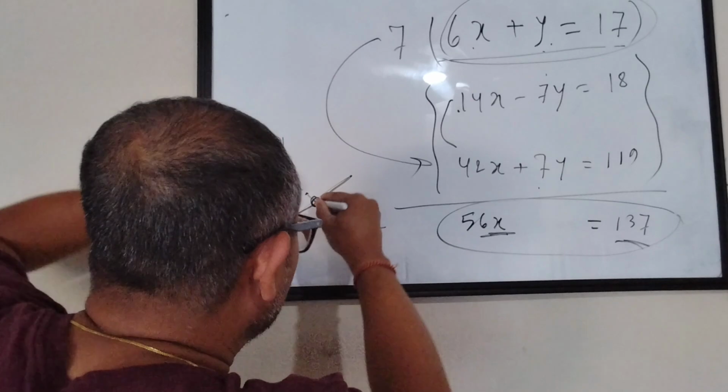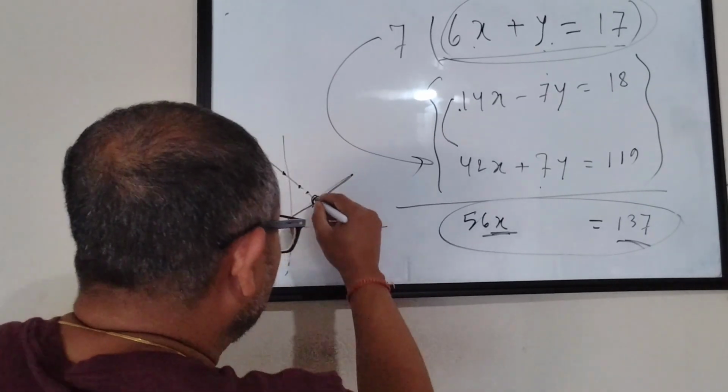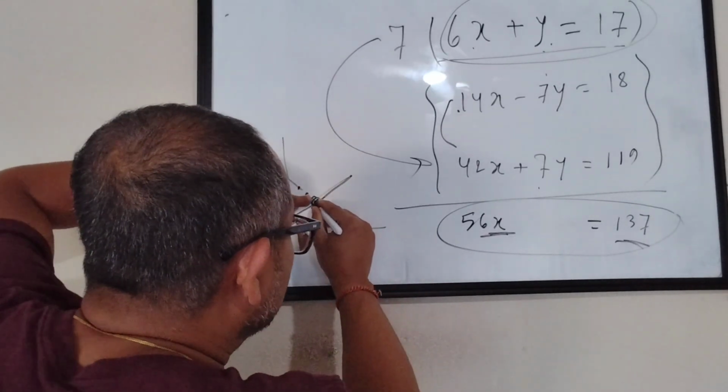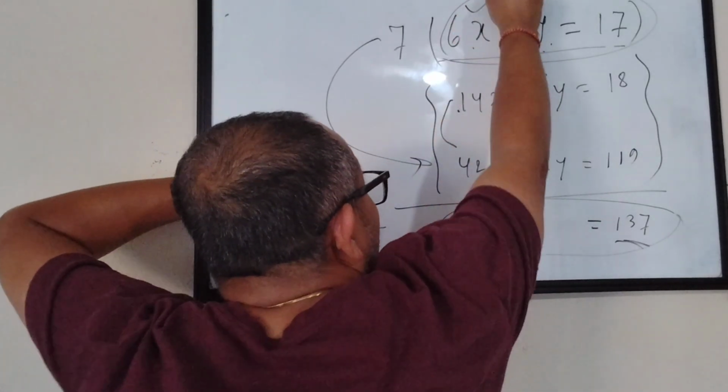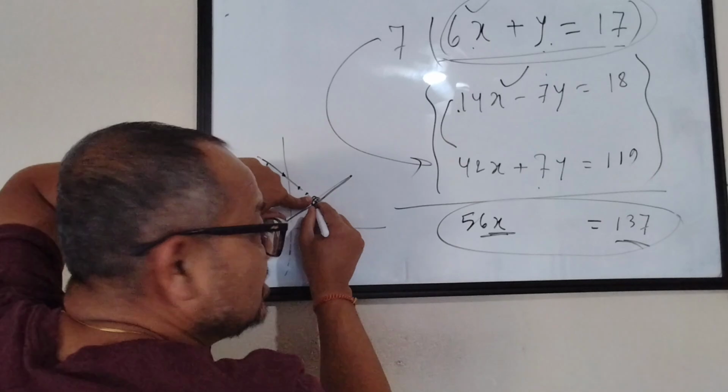This point is lying on this line as well as this line, meaning this point's x and y value is following this contract as well as this contract. That is how this is your solution.